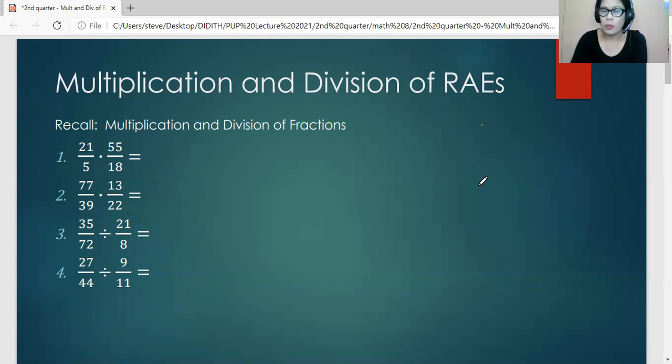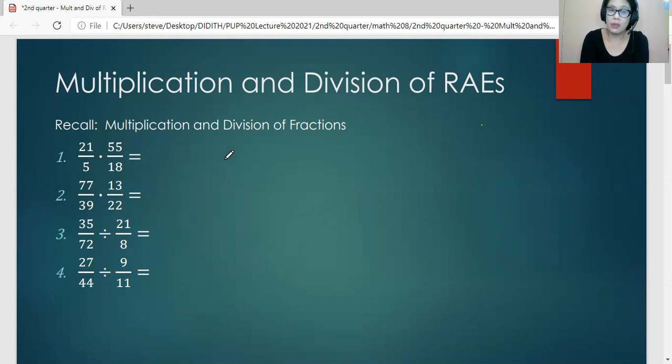Before we proceed with multiplying and dividing RAEs, we will recall how to multiply fractions. Multiplying fractions is done by multiplying the numerator to numerator, denominator to denominator. But in the event that the given fractions have common factors, we have to cancel their common factors before we multiply numerator to numerator, denominator to denominator.